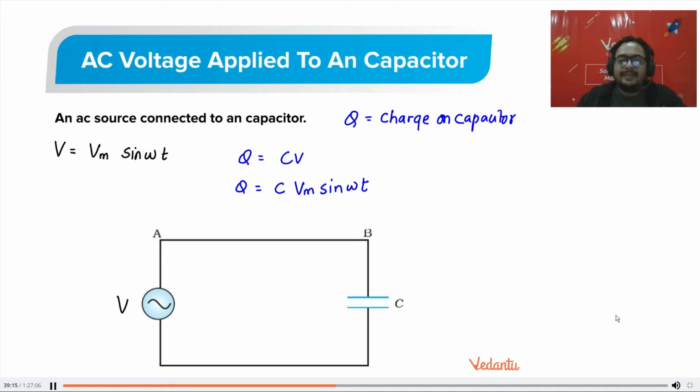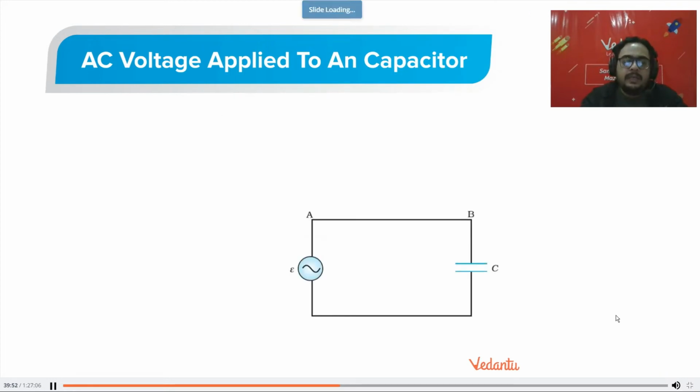So this is charge. How do you calculate current? Current is dq by dt. Am I correct? Differentiate it simply. What will you get on the differentiation? dq by dt, what will you get? Vm into C into omega into cos omega t. Am I correct? Simple differentiation it is. So basically, what did I get?